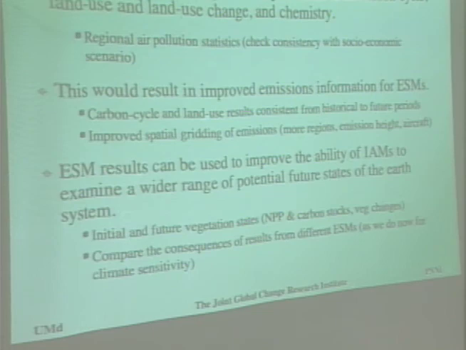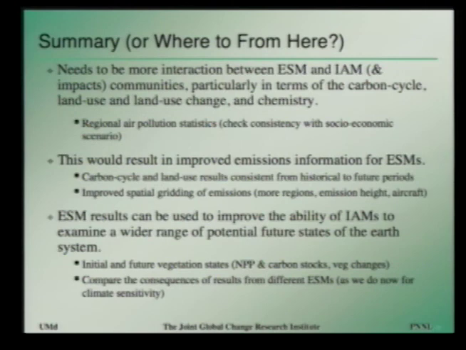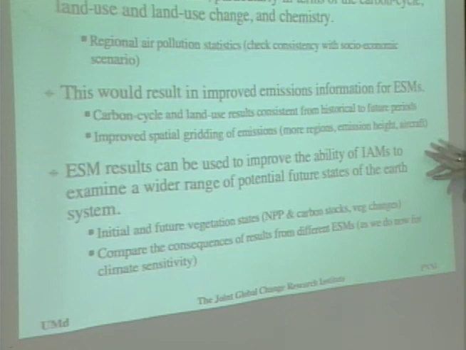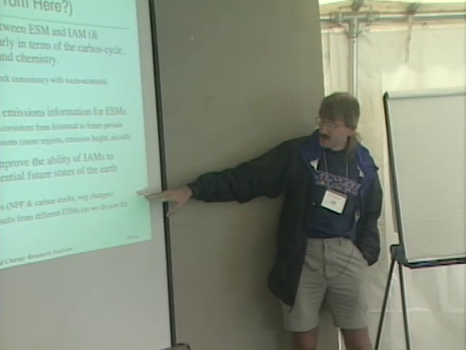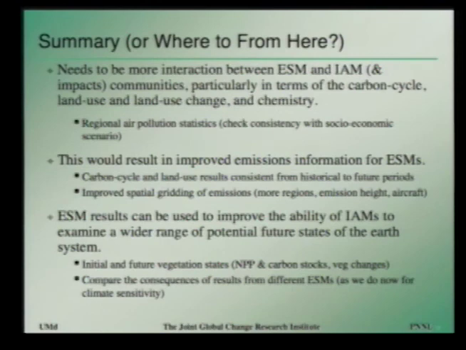And the other way around, our Earth system model results can be used to improve the ability of integrated assessment models to examine a wider range of potential states of the Earth system. Although in some cases we can do this, for the most part it's not the purpose of our models to determine all the possible states, but we draw from different disciplinary research and then look at the implications of these states. Some of the things we're interested in are initial future vegetation states, vegetation changes in carbon stocks, and comparing the consequences of results from different Earth system models, as we do now for climate sensitivity. But as this new generation of models gets more nuanced, we want to do that for the other dimensions that the models are now able to explore. Thanks.